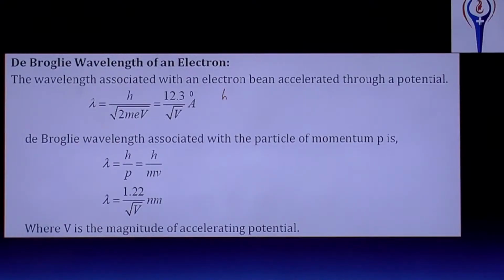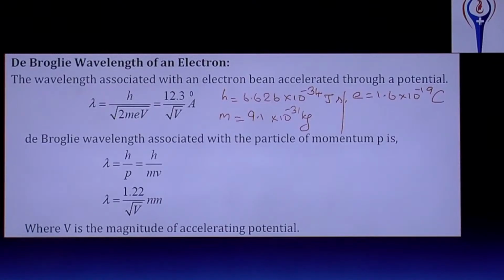h equal to 6.626 into 10 power minus 34 joule second. Mass of the electron, 9.1 into 10 power minus 31 kilogram. And e, what is e? e is the magnitude of charge, 1.6 into 10 power minus 19 coulomb. Then if you substitute this and simplify, you will get 12.3 Angstrom.